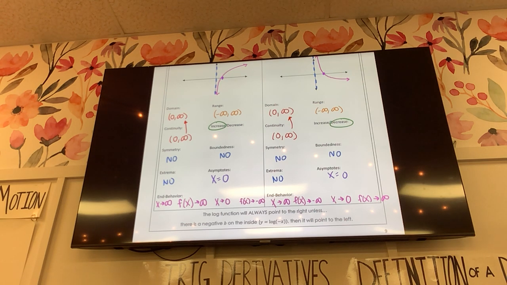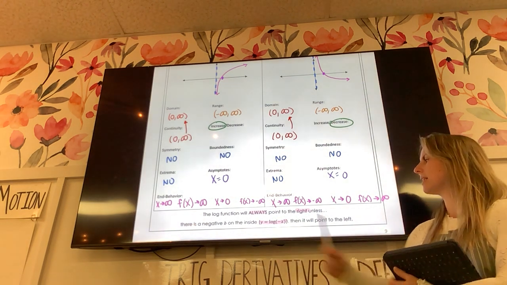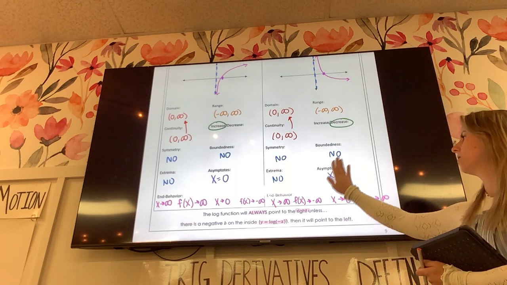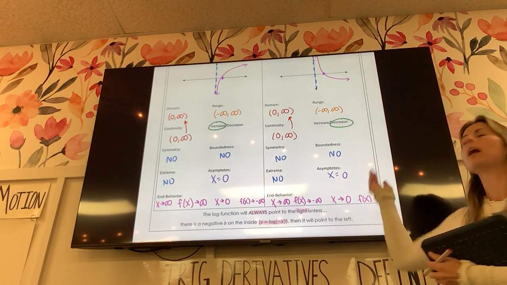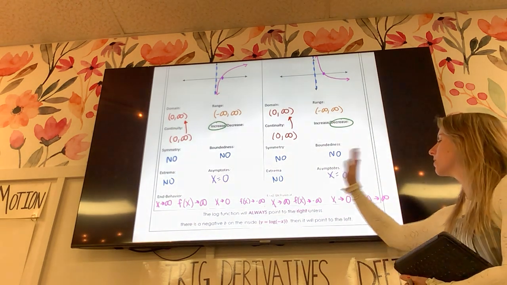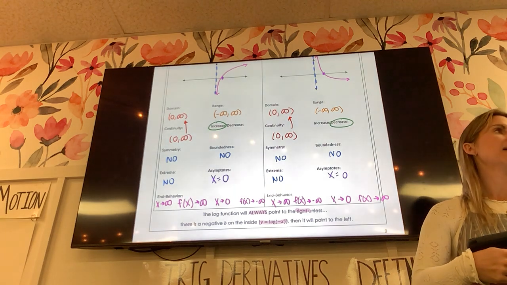All right, log functions are always pointing to the right unless you have a negative x on the inside. If the x is negative on the inside, that will flip it over your asymptote. It will not affect growth or decay, it just flips it over the asymptote and you're pointing left.